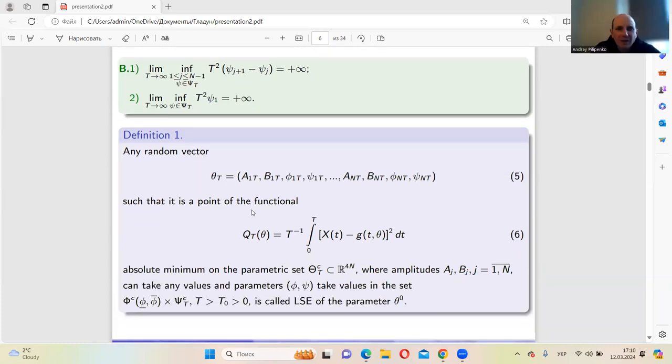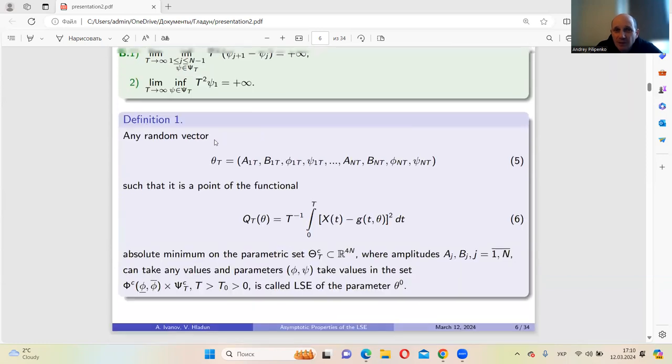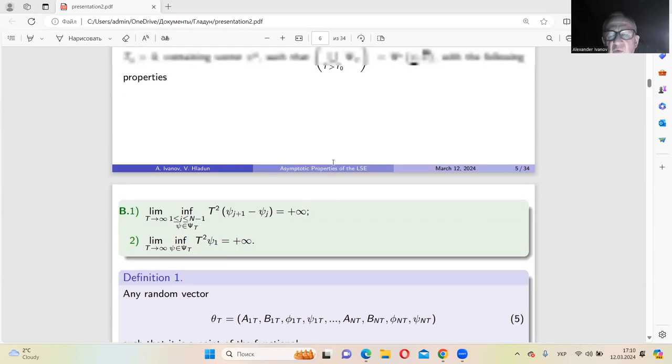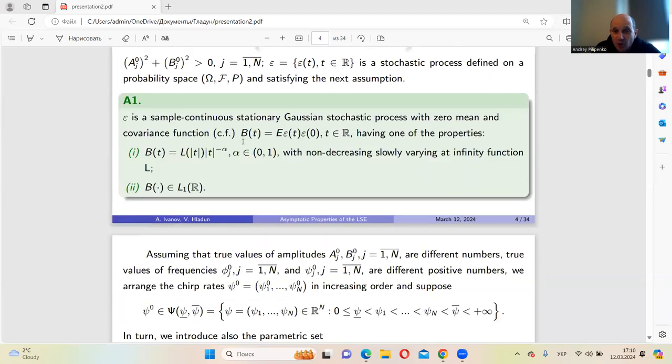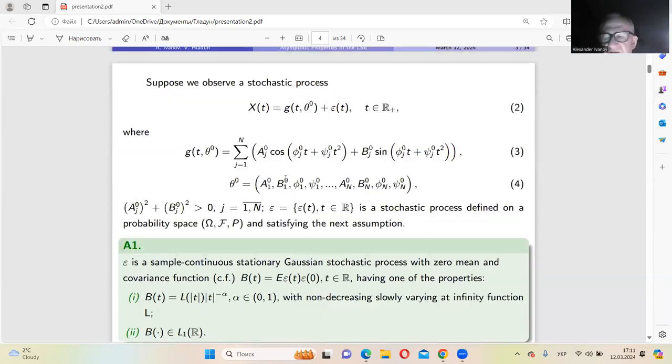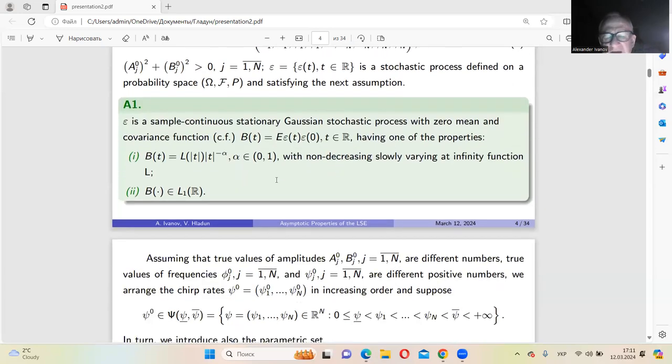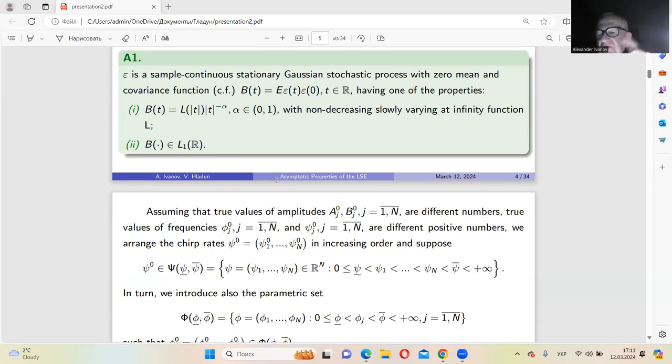Is N fixed, capital N? Yes, this is the sum of harmonics. But the time is different, and these sets depend on t. Absolutely. You see, to cover the case when the true values of parameters are located too close one to another, or the first chirp rate is too close to zero, we are forced to prohibit close values, but if t is large, we allow some closeness. Yes, we allow it.